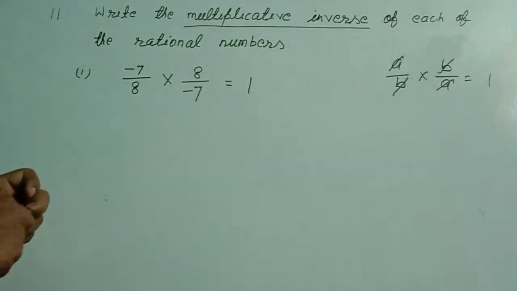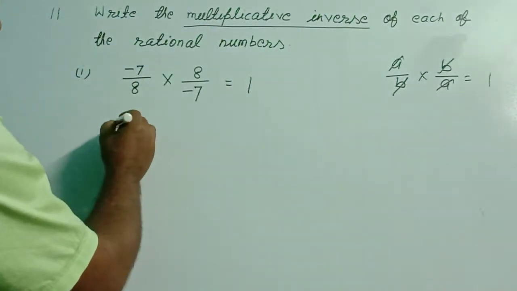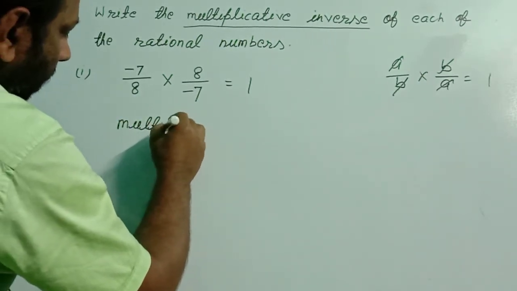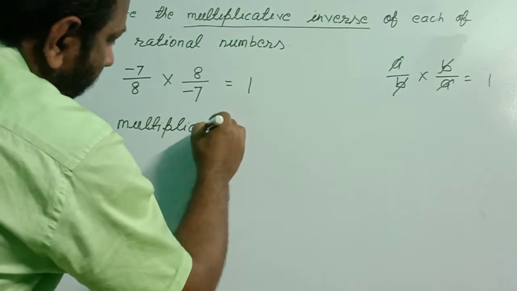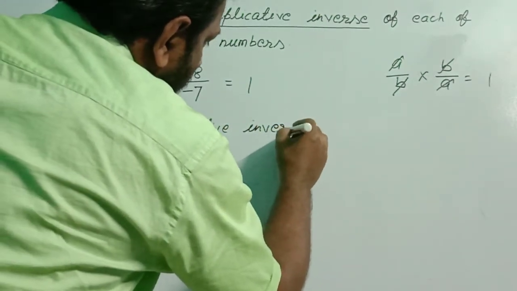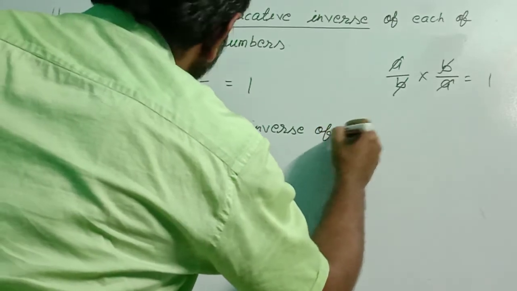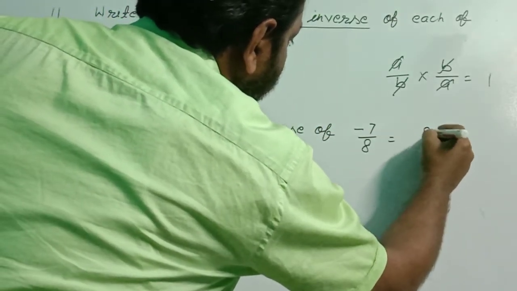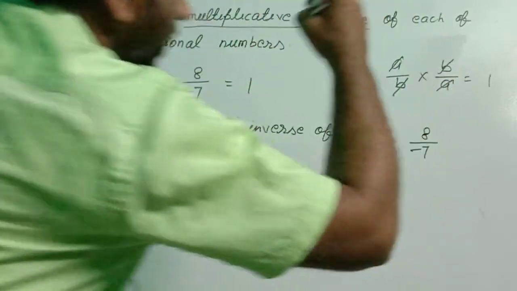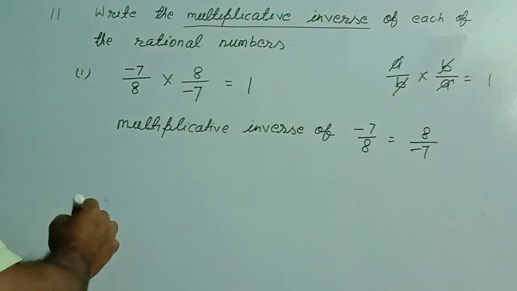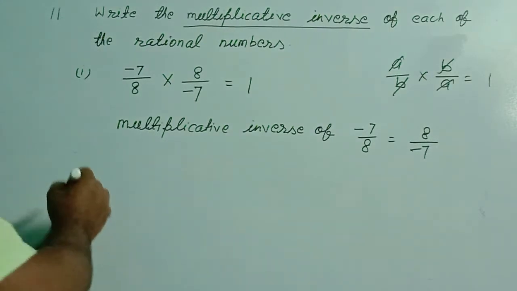In a statement, how will we write the answer? Multiplicative inverse of minus 7 by 8 is equal to 8 by minus 7. Roman number 3.